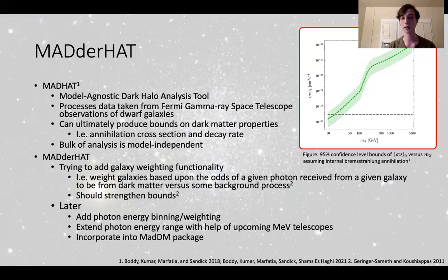And if you weight in that manner, it turns out that per the literature, we should actually see a strengthening in our bounds. So up here we have some upper bounds. We should see those upper bounds be lowered, which is good. It means we're more certain about our dark matter properties in that case.